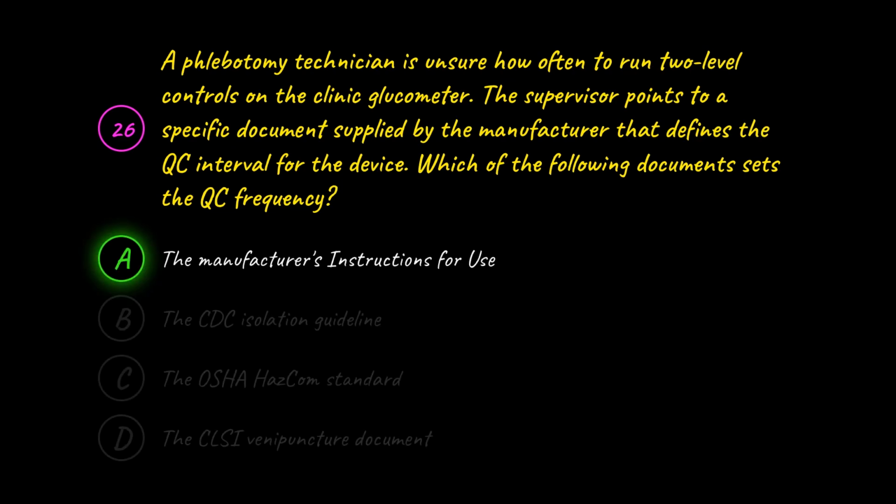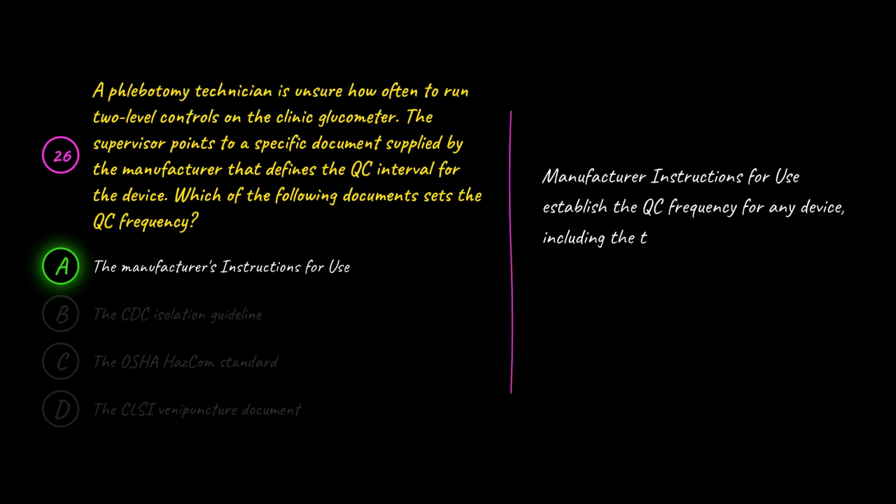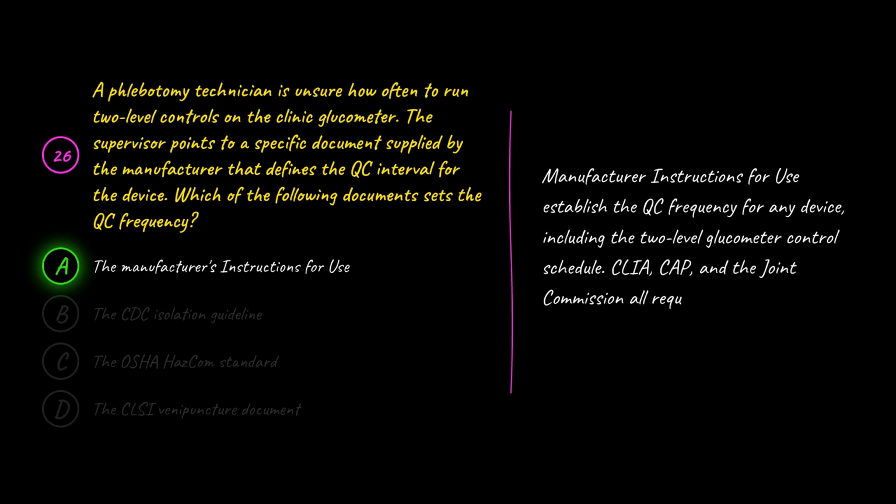The correct answer is A. The manufacturer's instructions for use. A is correct because manufacturer instructions for use establish the QC frequency for any device, including the 2-level glucometer control schedule. CLIA, CAP, and the Joint Commission all require strict adherence to that schedule, with deviation reclassifying the test.